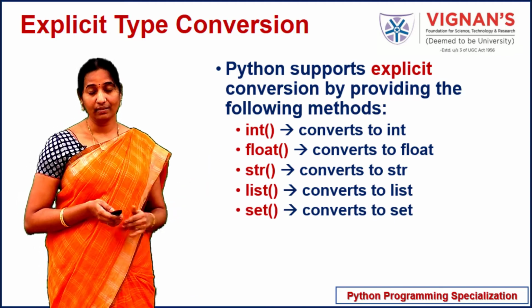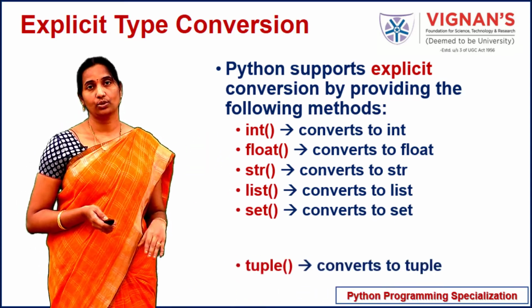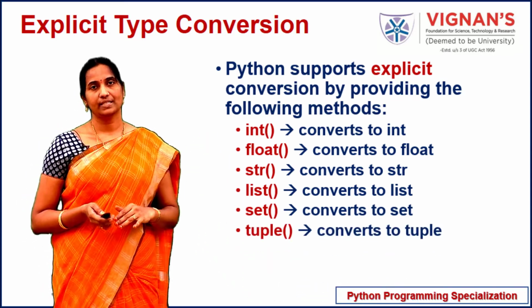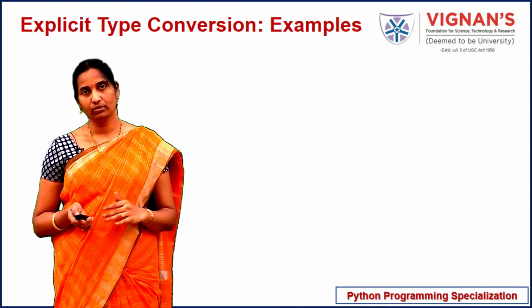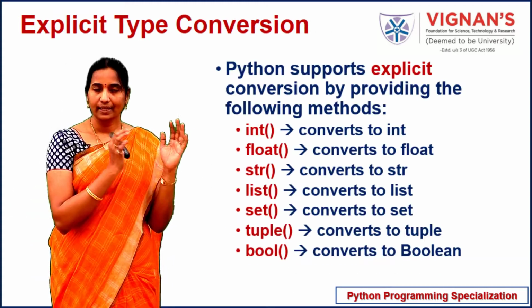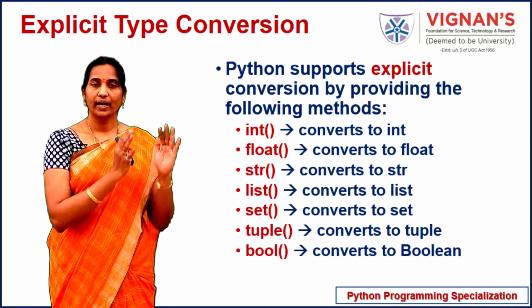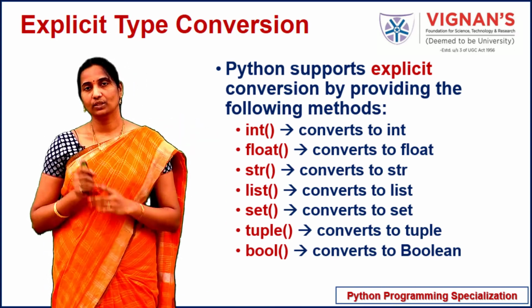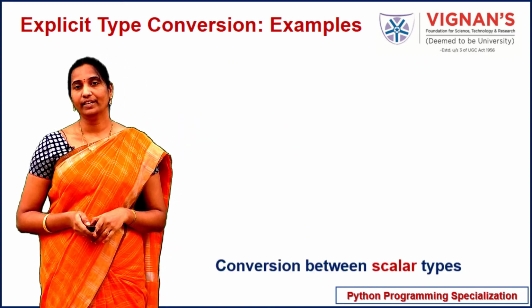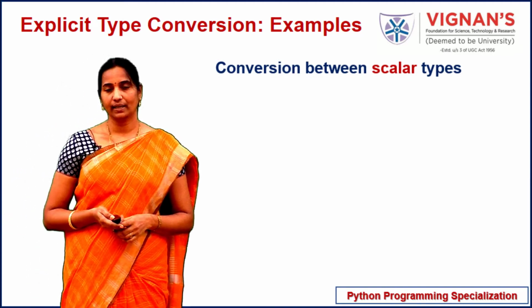Whereas you can use the set method to convert to sets. You can use tuple to convert to the tuple type. You can use the bool method to convert to bool types. That's how Python allows us to convert from one type of data to the other type. So now let's see how we can make use of these explicit type conversions.